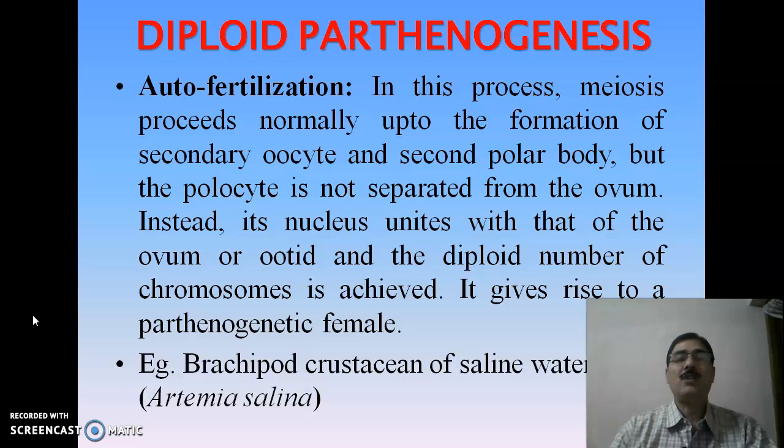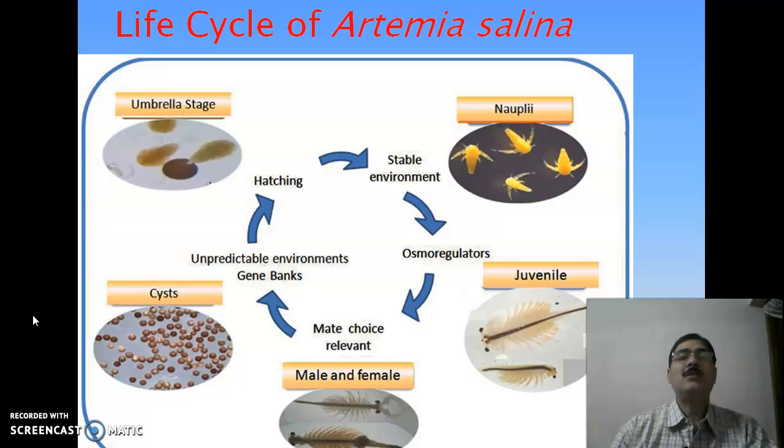It is most commonly observed in a brachiopod crustacean which is present in the saline water. Example is Artemia salina. खारे जल के अंदर पाया जाने वाला एक ब्रैकियोपोड क्रस्टेशिया जिसके अंदर इस तरह का अनिषेक जनन हमें दिखाई देता है। This is the life cycle of Artemia salina. You can see the stable environment, the osmolar aggregators are present, presence of juvenile, the male and female, the mate choice is irrelevant, unpredictable environment, the gene bank cyst hatching, and all these cases are common in the Artemia salina.